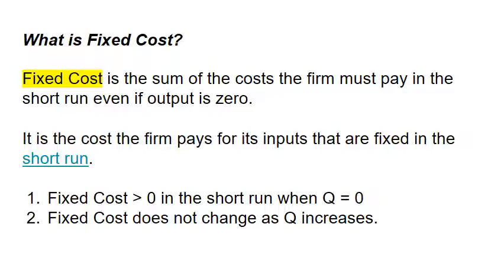Here are a couple of key points. First, fixed cost will be greater than zero in the short run, even when quantity is zero. Again, fixed costs are costs the firm must pay even if output is zero. And second, fixed cost does not change as output increases.